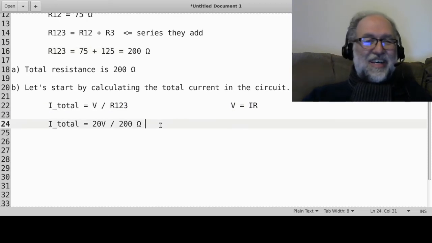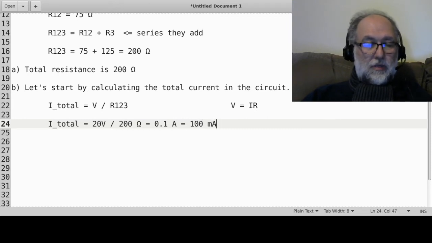And you can see why I changed the value of that last resistor, so that I get this very nice answer of 0.1. And what are the units? Amps. Volts divided by ohms is amps, so it's 0.1 amps. Or you might see 100 milliamps. An amp is pretty big, so generally in the lab you work in milliamps.